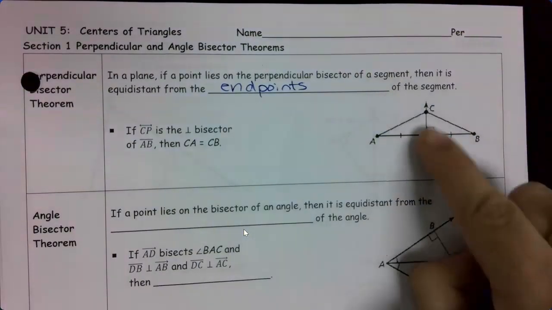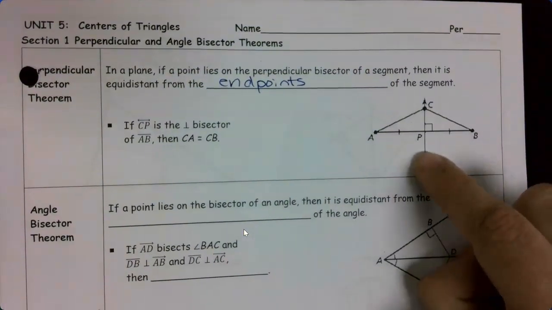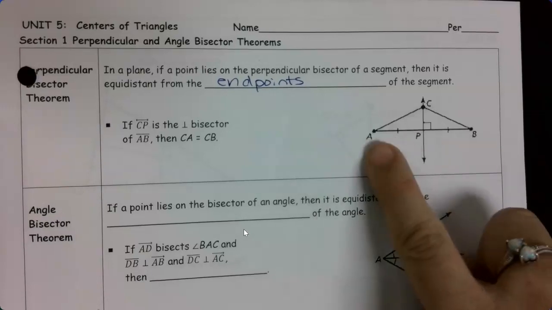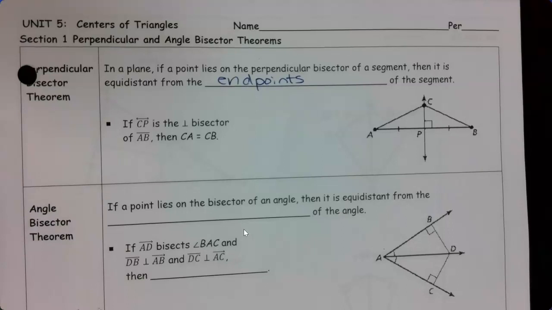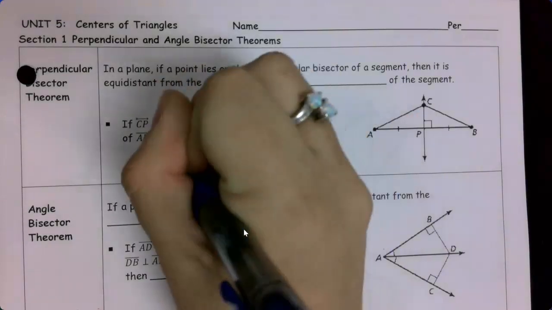So here I have CP being my perpendicular bisector of the line AB. It's cutting AB in half, so AP equals PB. This is wrong. This should be AP equals PB.